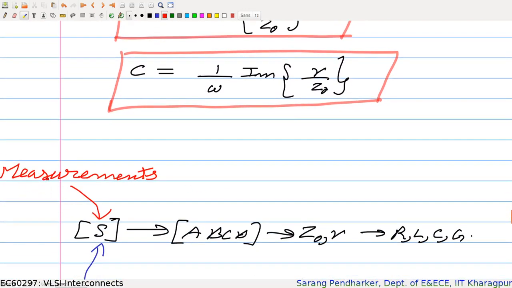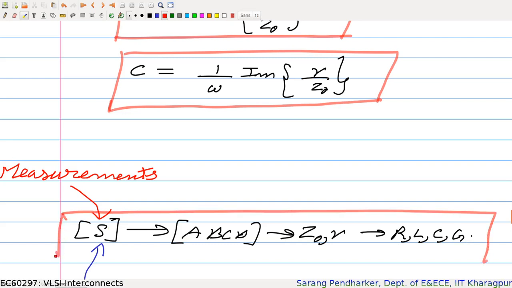Again I am rephrasing it. We start with the measurements. From measurement I get S, from S to ABCD, ABCD to Z0 and γ, and from γ to RLCG. However, what we have seen is also valid if we have the S parameters. So in the previous 3 lectures, we saw some numerical techniques, mostly integral equation based techniques for extraction of R, L and C.